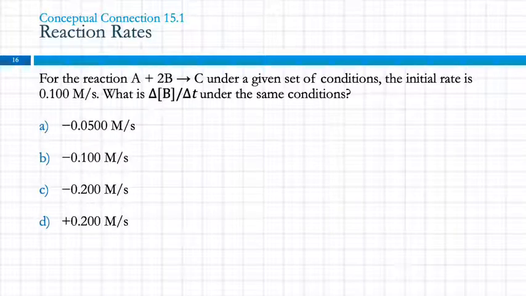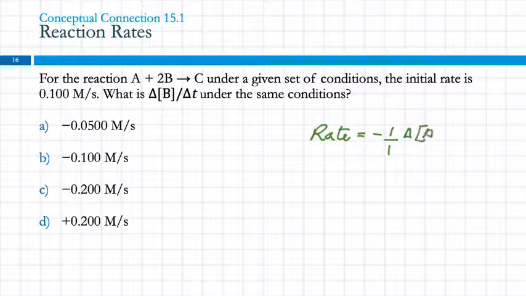Negative 0.1, right? Because the rate, I'll just write this down. For A, the rate would equal negative 1 over the coefficient, I almost wrote a 2, don't know why, change in A over change in T. Right, and since it has a coefficient of 1, the rate of change for A is the same number, it's just got a negative sign. But this is asking us about B. There's a coefficient of 2. Do we multiply by 2 or divide by 2? We're going to divide by 2. So then what's the answer?